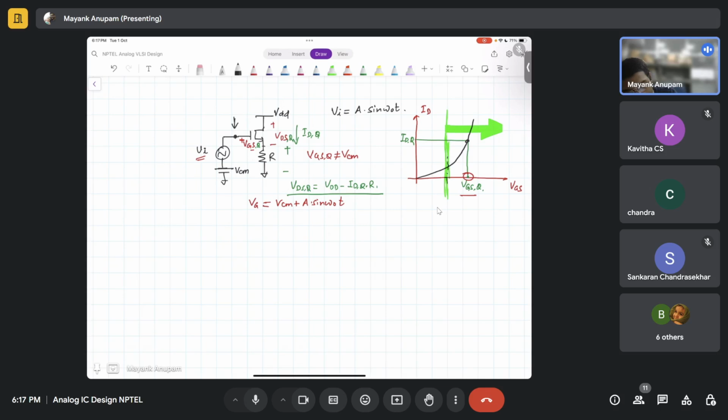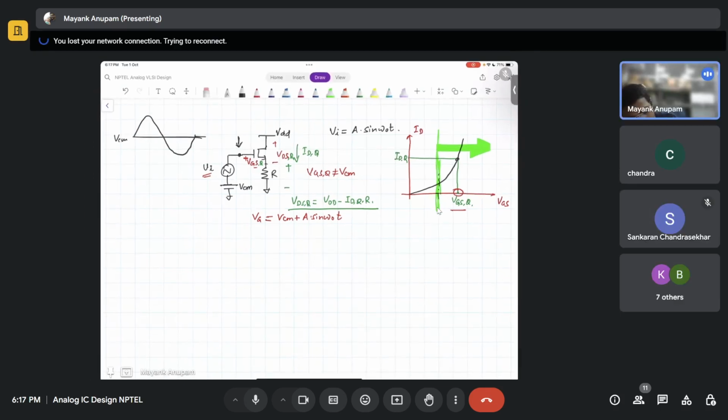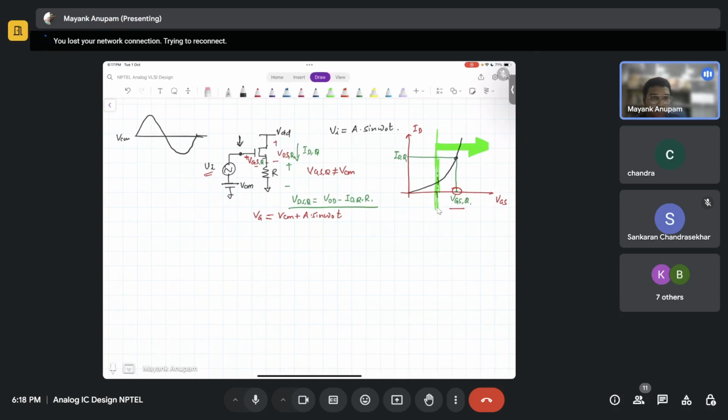Now this node voltage, if it is decreasing, that is basically when I am in this region. So this is VCM, and my Vi is like this. So I'm in this region, no, sorry, not this, but this region right now. Here this is the net total voltage. So let's say I am in this region. What is going to happen because of that? When the gate voltage here is decreasing, what is going to happen?